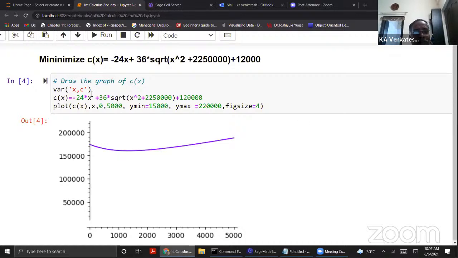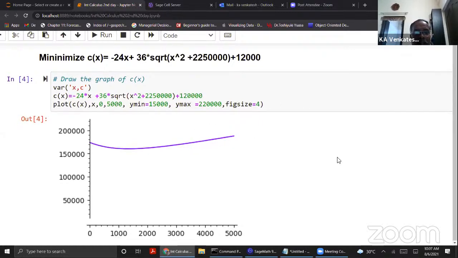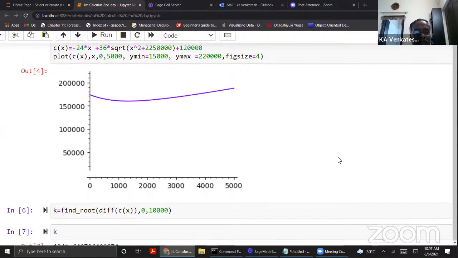Here only the variable x is known to us by default. We are defining c, therefore I define the variables x comma c. This is a function and this is the graph; what is needed is y minimum, y maximum is given. Figure size you can play with. This color you can change, color equal to something. You'll do that. After that you have to use this one. You have to tell the value of k.